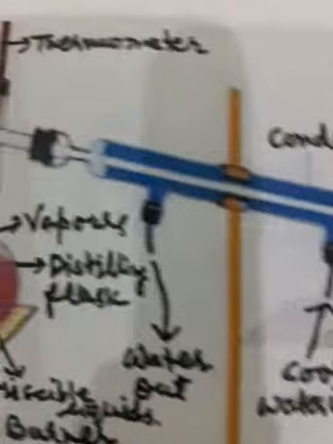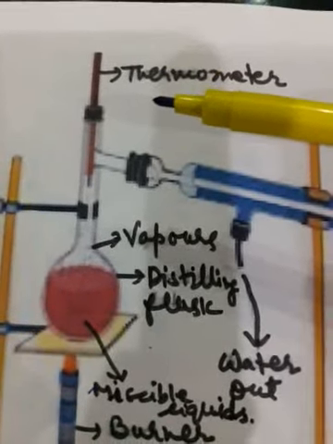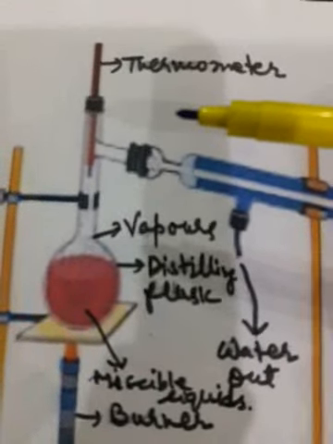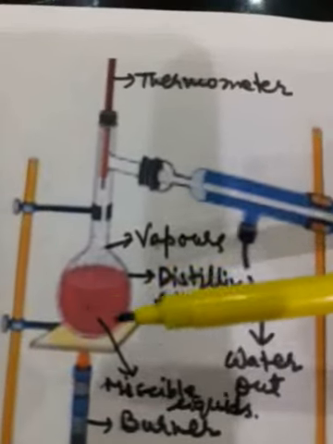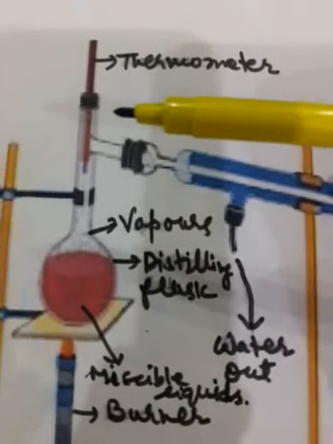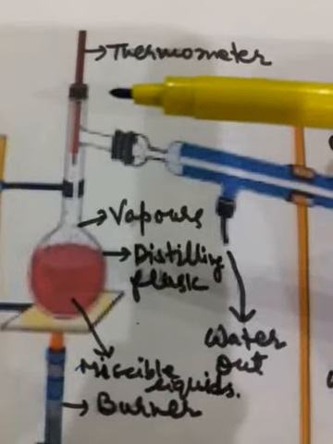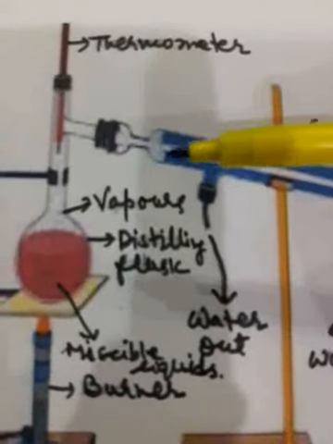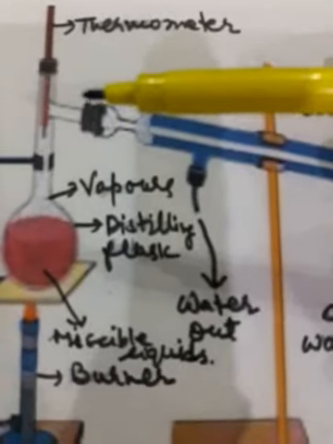And we will observe that the thermometer reading becomes constant for some time. That is, it will be constant at 56 degrees Celsius, so that the whole acetone which is present in the liquid evaporates. The temperature will not increase. It will remain constant. Now, when the whole acetone has evaporated, then water starts boiling and the temperature starts increasing.